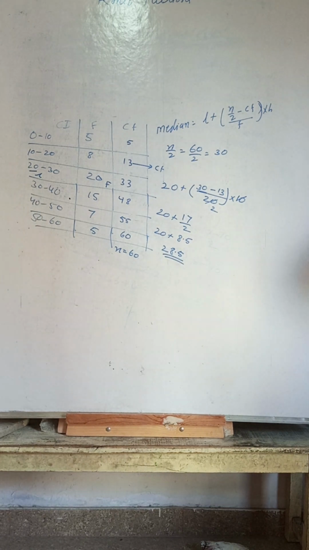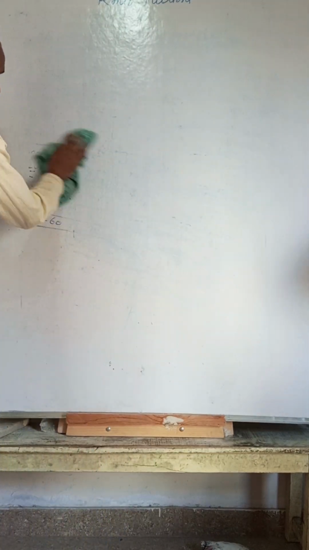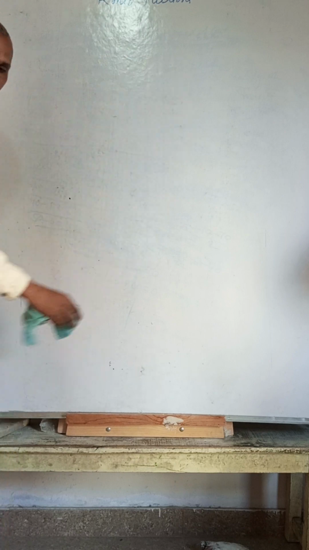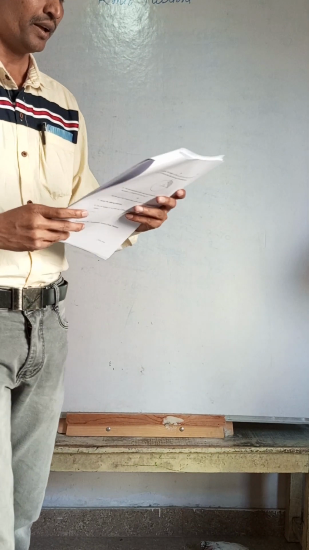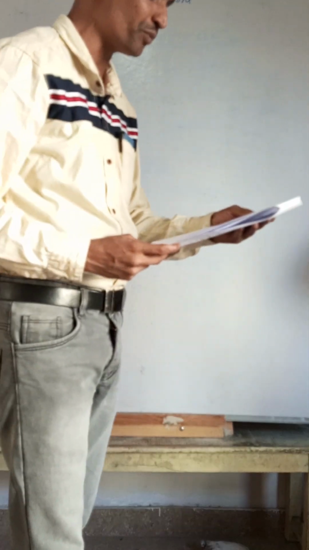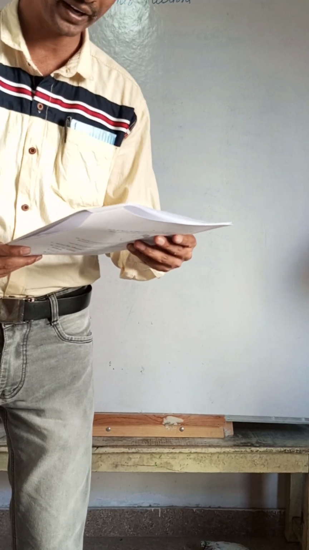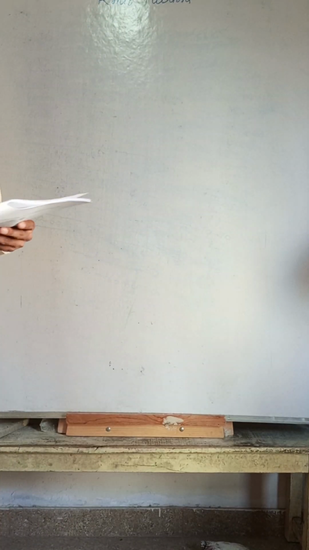Now we are going to the next question. That is question number 28. A life insurance agent found the following data for distribution of age of 100 policyholders. Draw a less than type OG for the given data.